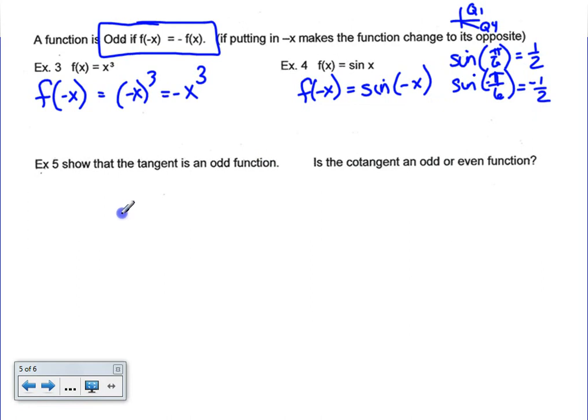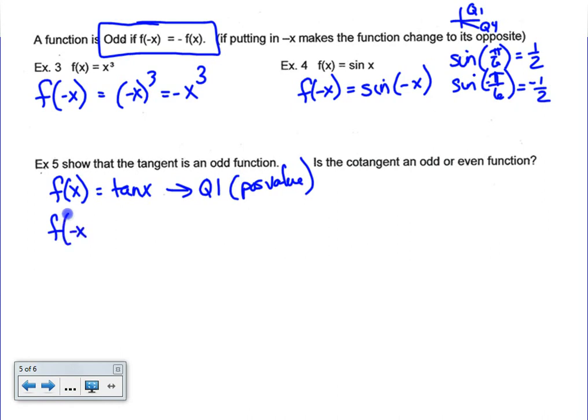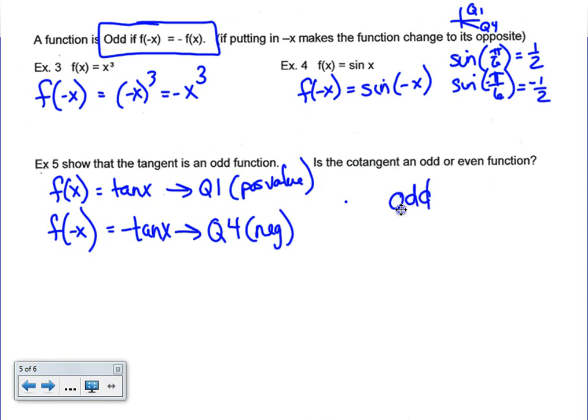Show that tangent is an odd function. One way to do it is to put in an example like we have been doing. But if f of x is the tangent of x, and he's in quadrant 1, he's a positive value. Now, if I were to take f of negative x now, that would end up being the negative value of it, because he would end up in quadrant 4, which is obviously a negative value. So they're the same number, it's just the sign itself changes. And then cotangent is also odd, because if tangent is odd, then so is cotangent.